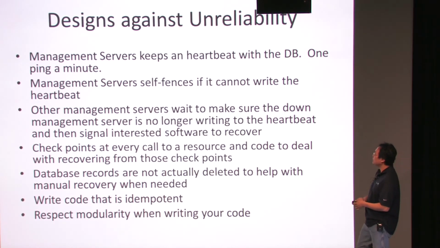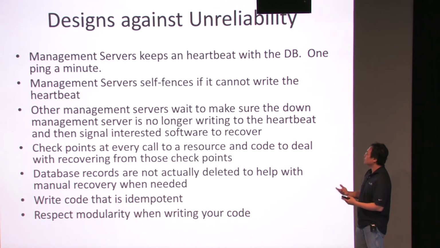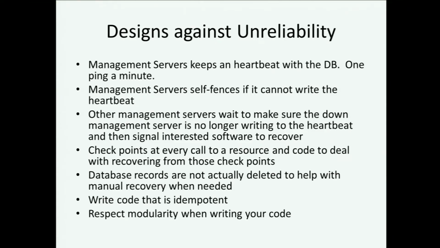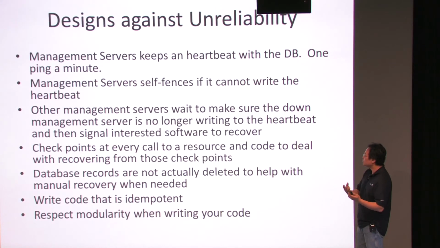But there are things that CloudStack does in terms of making sure that unreliability does not affect the data integrity inside CloudStack. Is Kelvin here? No. Okay, so Kelvin is another architect on CloudStack, and he wrote the majority of these things. The management servers in the cluster will keep a heartbeat with the DB, and it will self-fence if it cannot write the heartbeat. While other management servers will alert its components that a certain management server is no longer writing the heartbeat and probably has self-fenced.